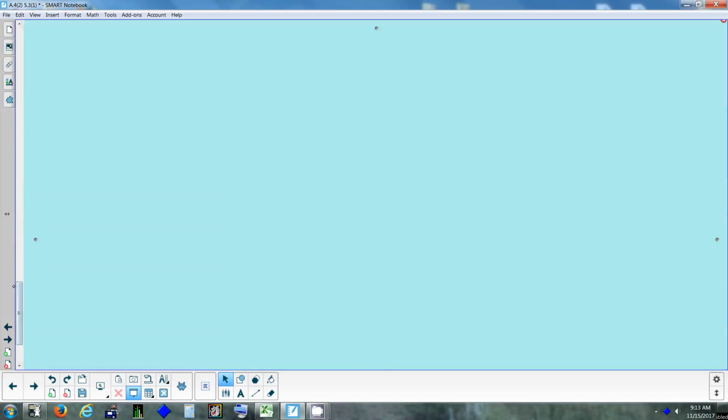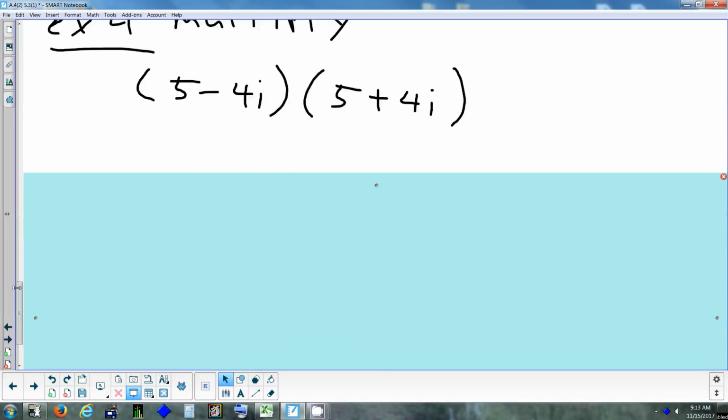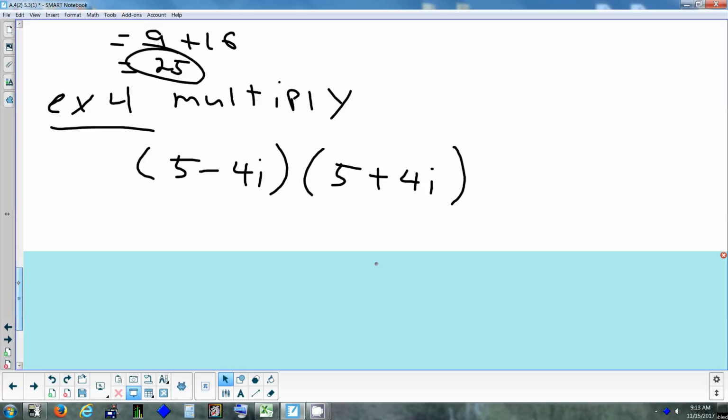Okay, so let's see if we can do this one using the shortcut. What do I get when I square the first number? 25. Square the second number. 16. Yep, 4 squared is 16. Add them up. Done. If you don't like the shortcut, you can FOIL the whole thing out. But that's exactly what's going to happen. And I'm going to use that shortcut when I do division.